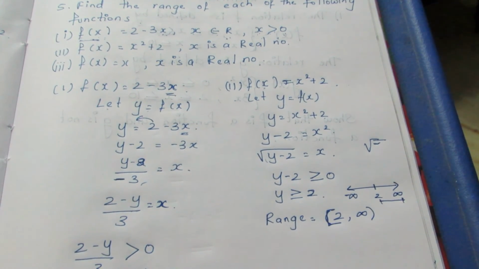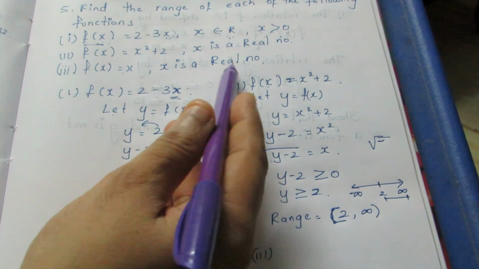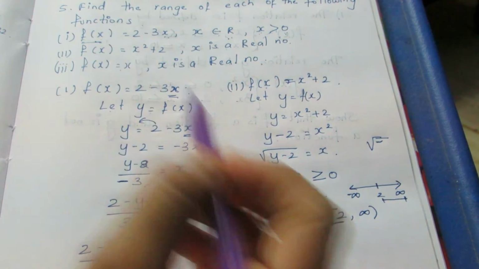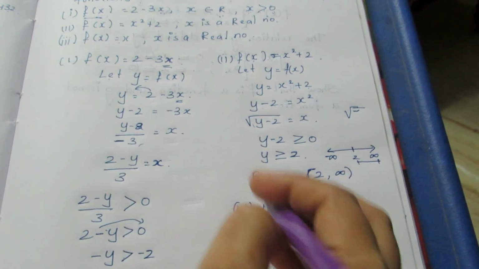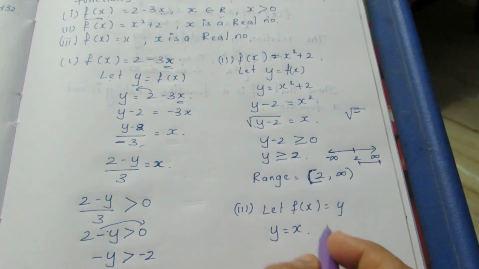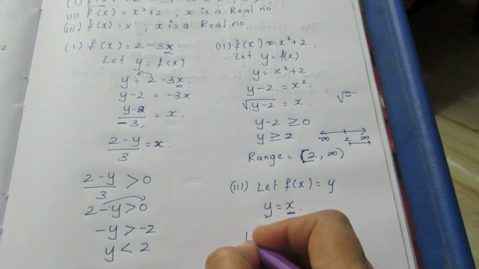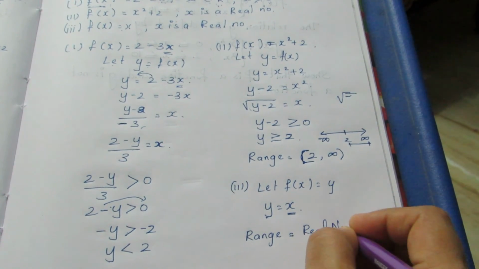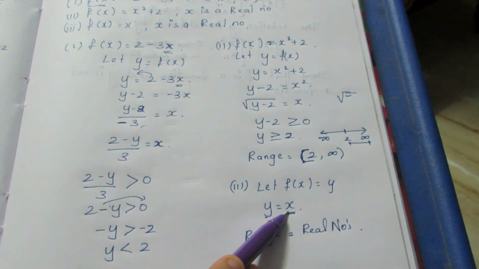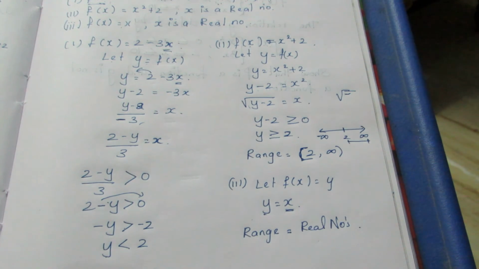We'll move on to the third one now. In the third one, it is given that f of x is equal to x and x is a real number. As it is only x, let f of x be equal to y. If I substitute y over here, y is equal to x. As they have said that x is a real number, if x is a real number, then y is also a real number. And your range will be equal to the real numbers. Because x is a real number and x is equal to y, y is also a real number. So the third sum answer is any real number. That's all with the sum. Thank you.